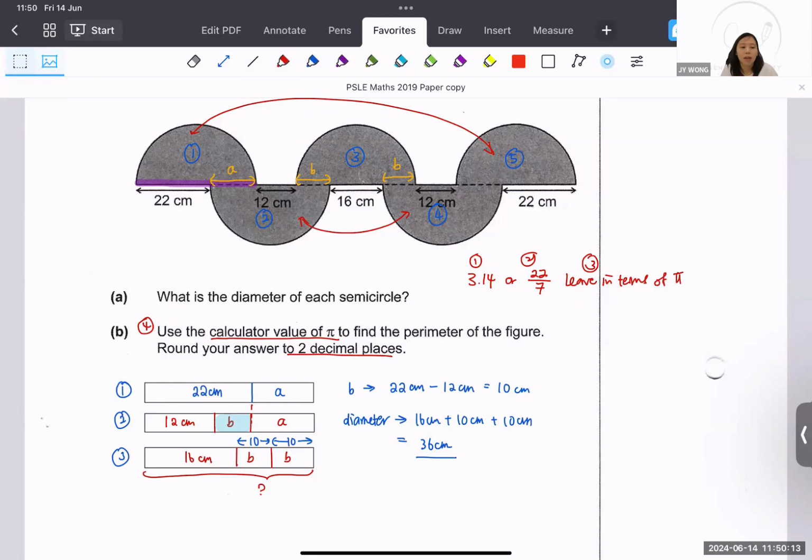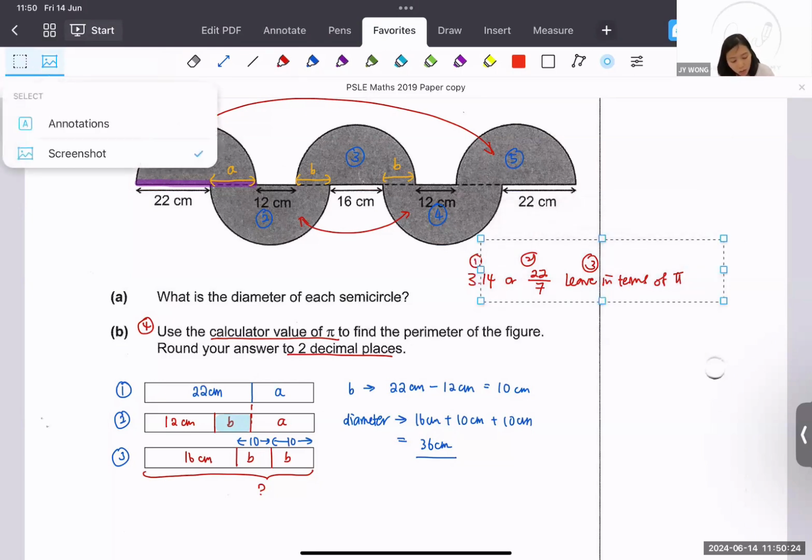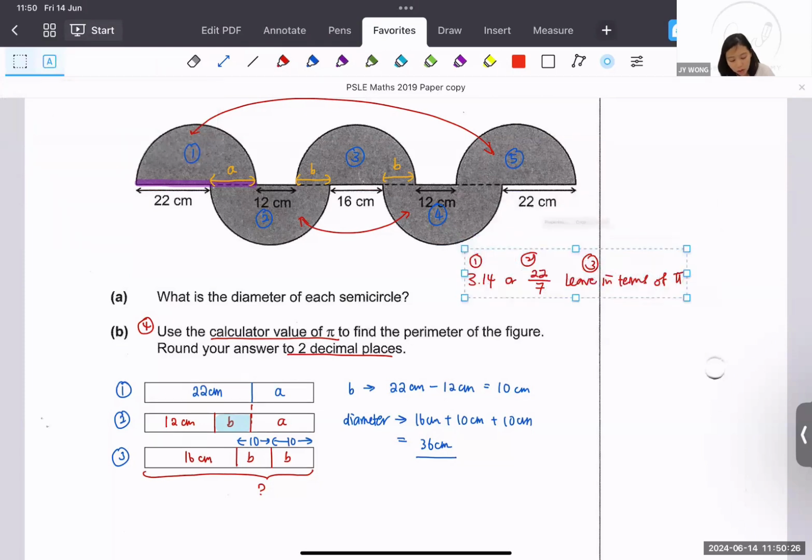What did the question give to you? Whether it is 3.14, 22 over 7, leave in terms of pi, or use calculator pi. Because all these matter in your answer. If you read carefully, you will avoid using the wrong value. Because sometimes students assume, oh, it's 22 over 7, but it's actually not, it's 3.14. So be careful when you read the question.